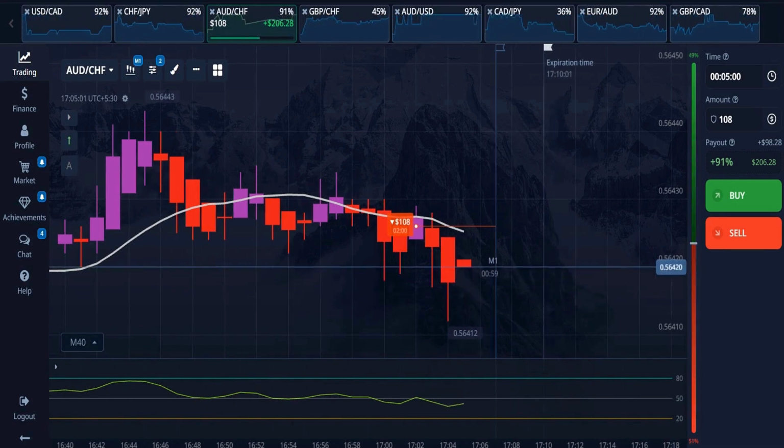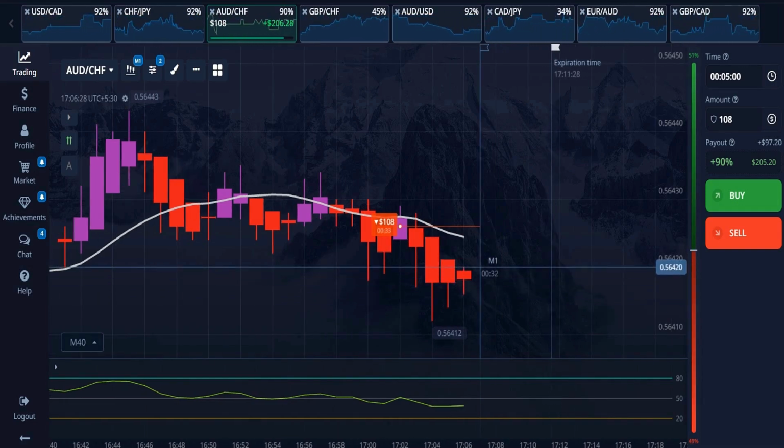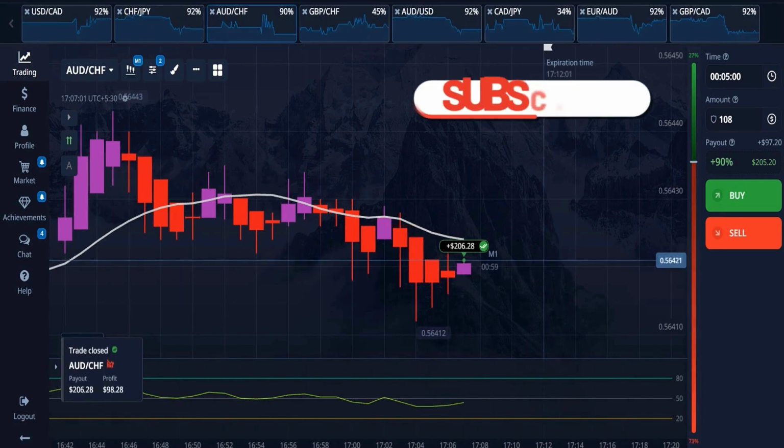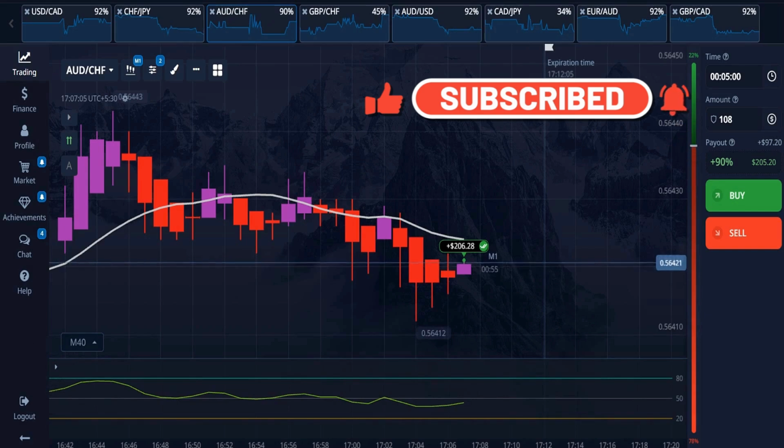According to our strategy, this is a great opportunity for a sell trade. Now let's wait for the trade to close. And there it is, traders, a successful trade following our strategy.